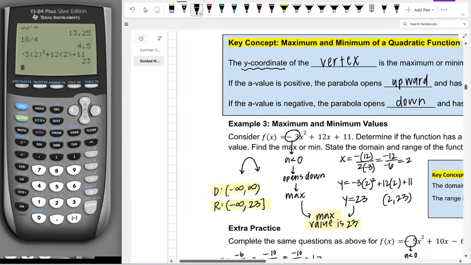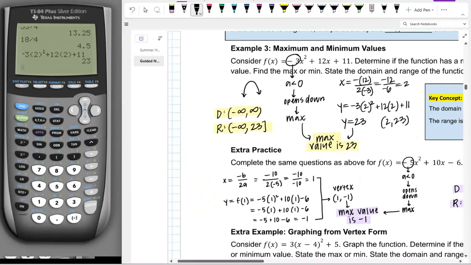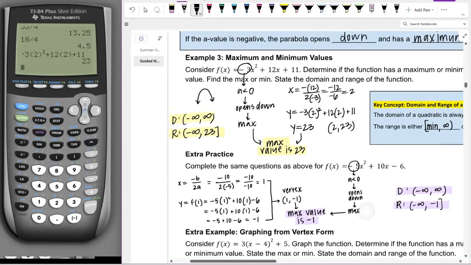Go ahead and try the extra practice problem for this type of question, and then check and see if you get it right. You can pause the video if you want. And then we're going to do this extra example, graphing from vertex form.